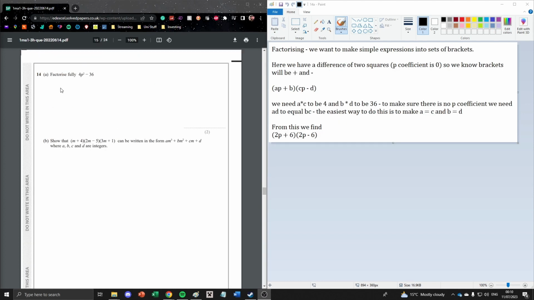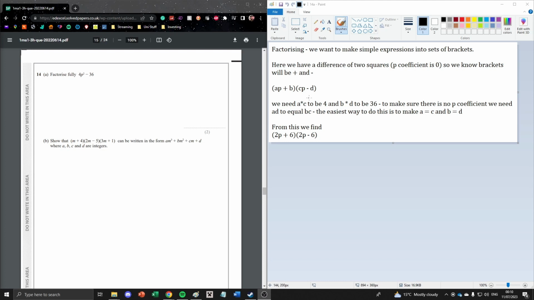Question 14a is about factorising quadratic expressions. We're asked to factorise 4p squared minus 36. When we hear the word factorising, that is taking simple expressions and putting them in sets of brackets. This particular expression is what's called a difference of two squares, where we have a 0p coefficient, no p term involved, and so the brackets are going to be positive and negative. We're going to have ap plus b, and then cp minus d.